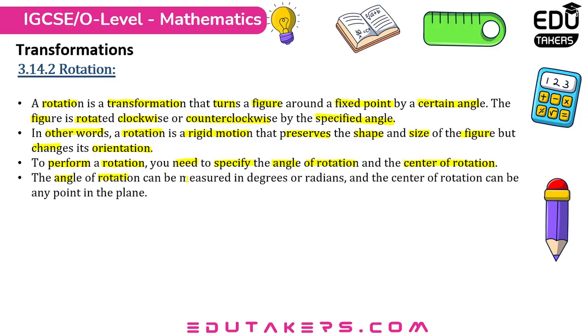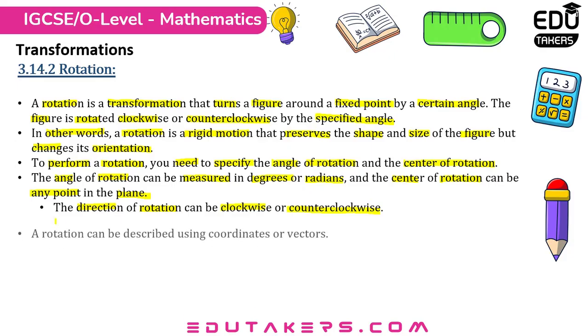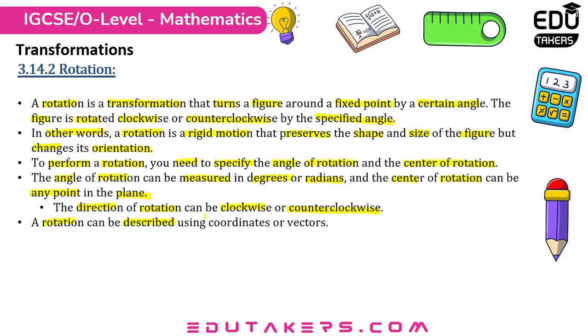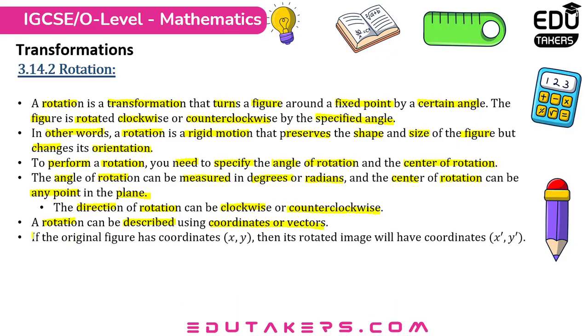The angle of rotation can be measured in degrees or radians, and the center of rotation can be any point in the plane. The direction of rotation can be clockwise or counterclockwise. A rotation can be described using coordinates or vectors.